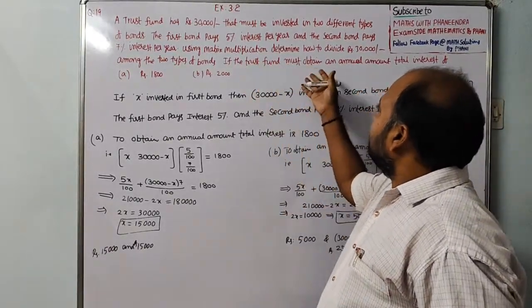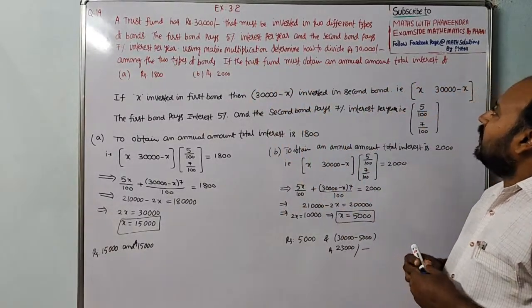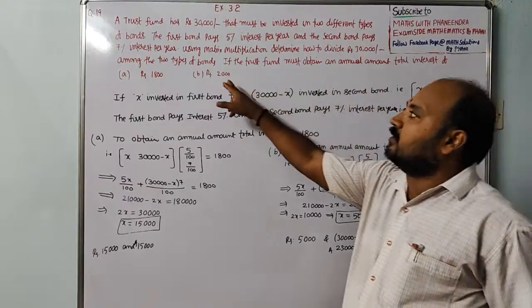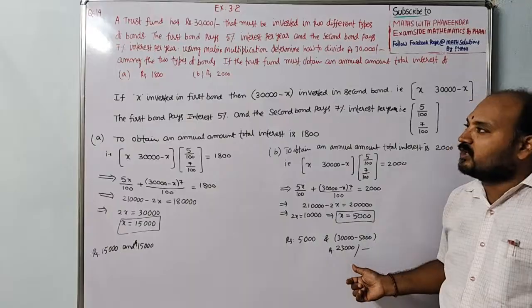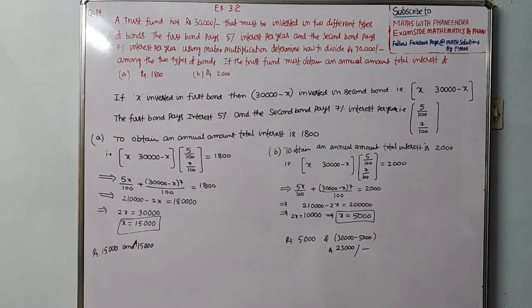The trust fund amount must be an annual amount. Total interest of 2,000 will be from 5,000 as well as 25,000. I hope you understand it, students. This is the way we can do it. The application of matrices questions. We'll move to another set of questions. I thought one more question is there.